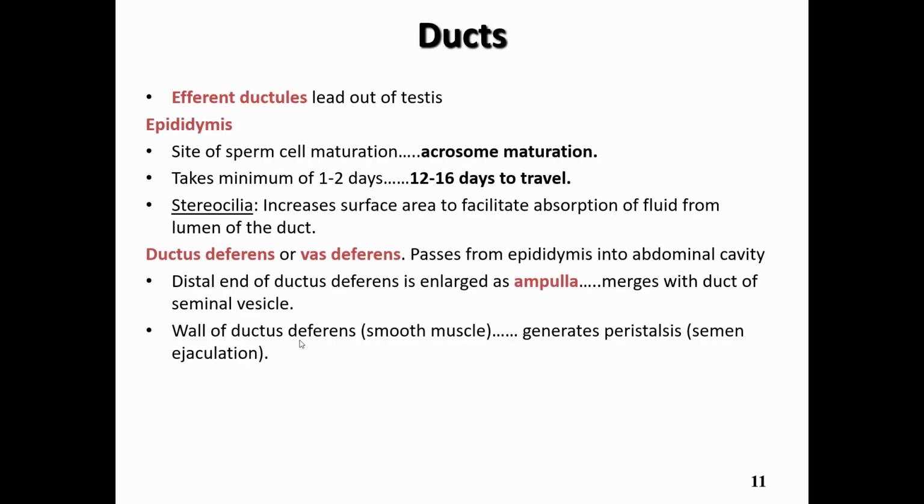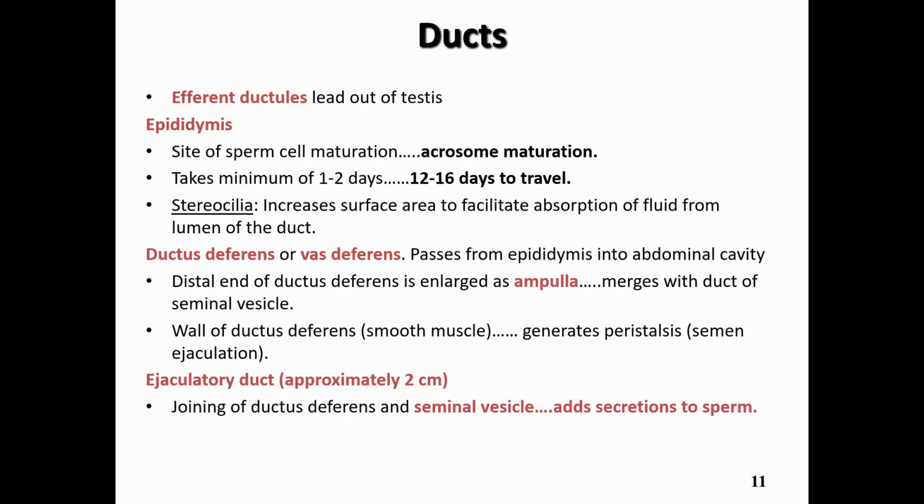It's important to know that the wall of the ductus deferens is made up of smooth muscle. This muscle contracts, and that helps to move sperm cells and semen, which is the fluid that contains sperm cells, in a forward manner. The ejaculatory duct is approximately 2 centimeters long, and it joins the ductus deferens and the seminal vesicle.